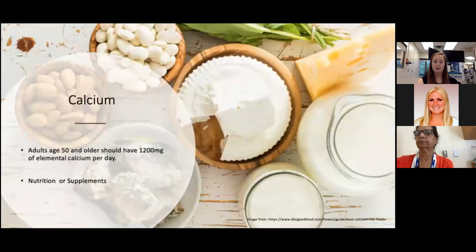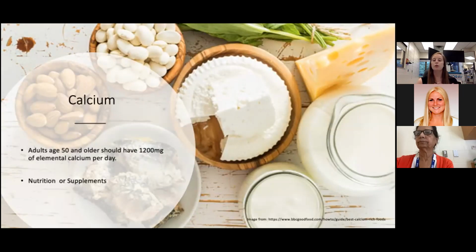Okay, a few more slides here. So calcium, why is calcium important? Well, calcium, as we said, is one of the main minerals that makes our bones hard, and it's one of our bone building blocks. So adults age 50 and older should have about 1,200 milligrams of elemental calcium per day.